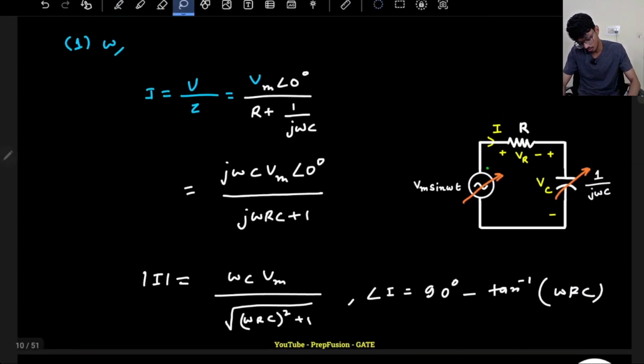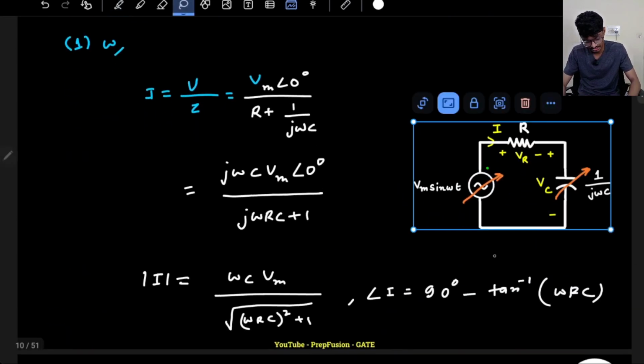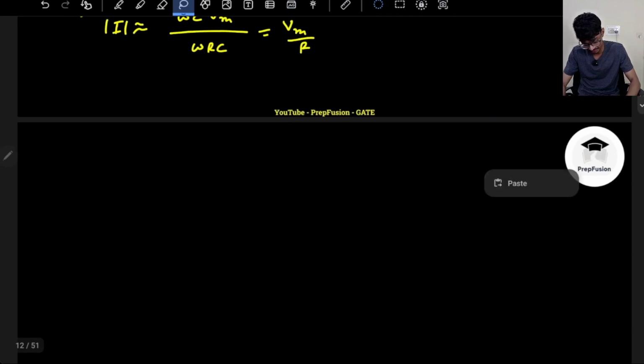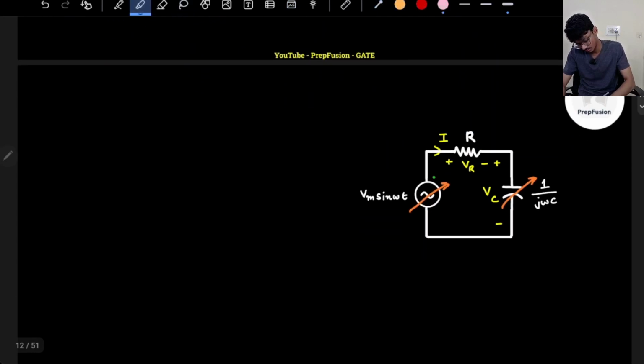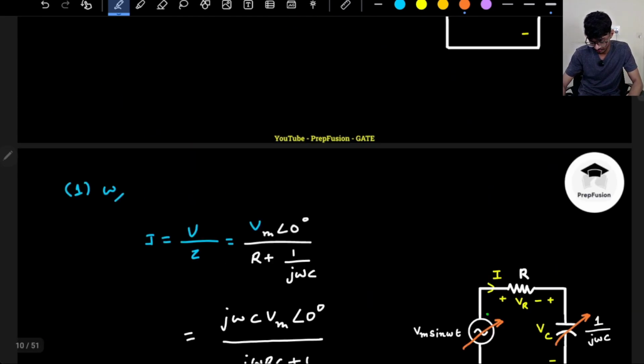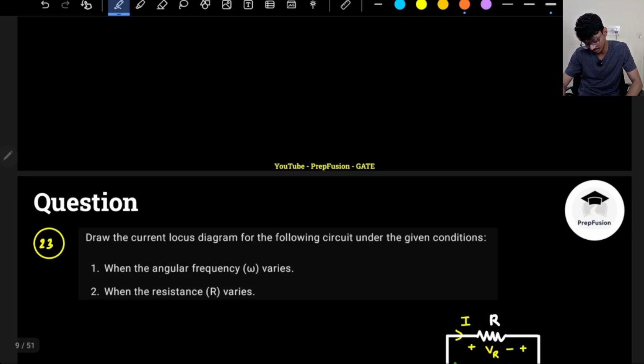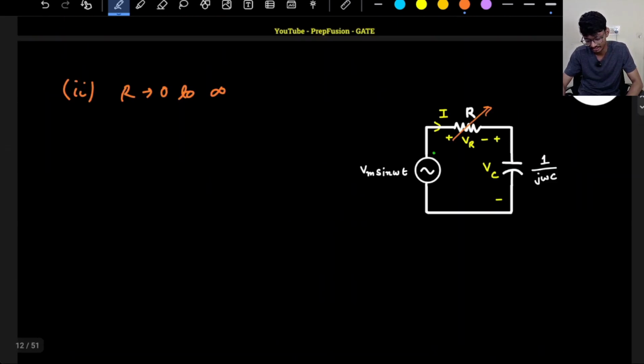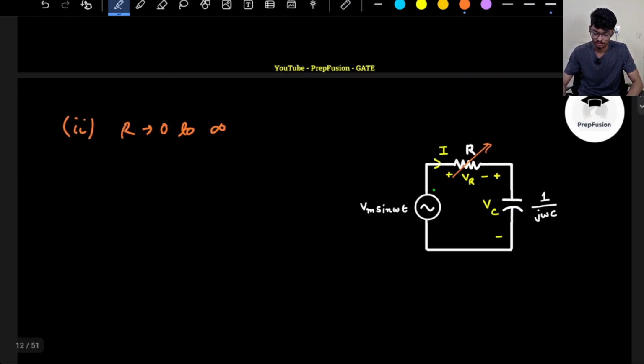So if now my resistance is varying, so basically what will vary? Omega is not varying, resistance is varying, so the impedance will vary. This is varying now, right? For the case 2 where my R is varying. R is going from 0 to infinity. That is what they have given, right? Basically R can go from 0 to infinity. Obviously I cannot have negative impedance for a passive network.